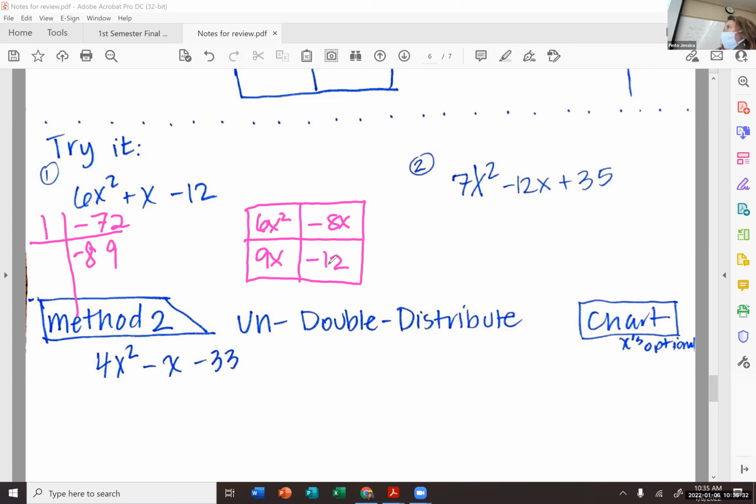Okay, take a look. Did you make a box that's like mine? If your 8 and 9 are reversed, that's fine, but it should look like mine. I think that no matter how you make the box, it might work. But this method does not work if there's a GCF in the problem. If there's a GCF in the problem, you have to take out the GCF before you make your chart, before you do anything else, or it'll create a problem that's too big.